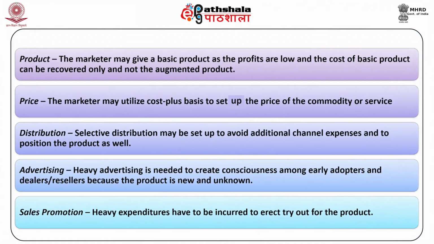1. Product. The marketeer may give a basic product as the profits are low and the cost of the basic product can be recovered only and not the augmented product price. The marketeer may utilize cost plus basis to set up the price of a commodity or service. Distribution. Selective distribution may be set up to avoid additional channel expenses and to position the product well.